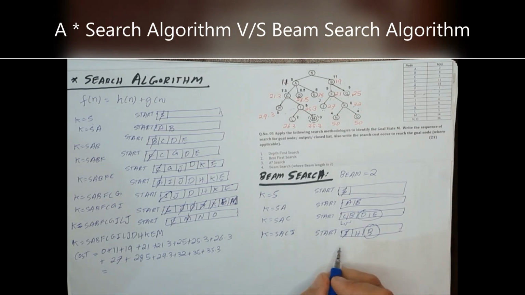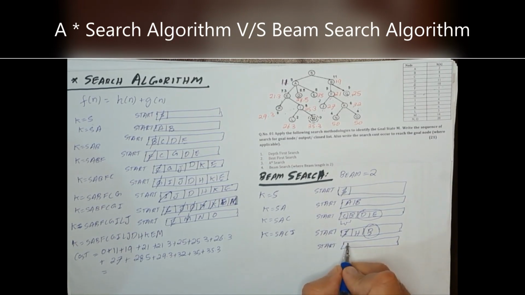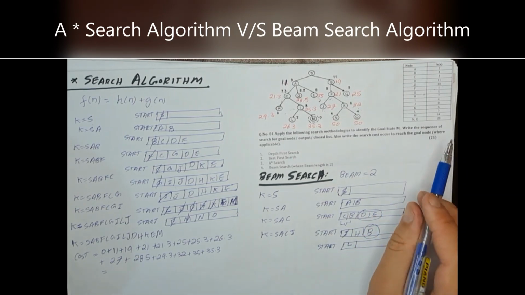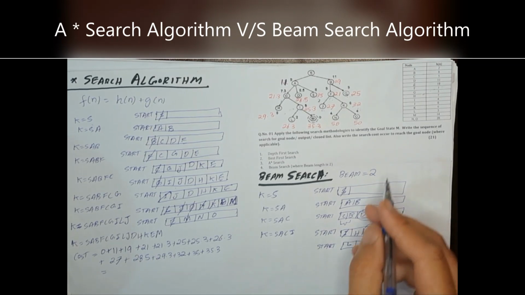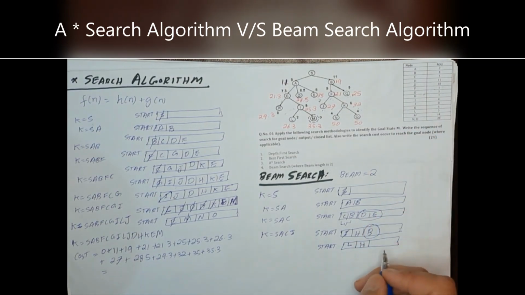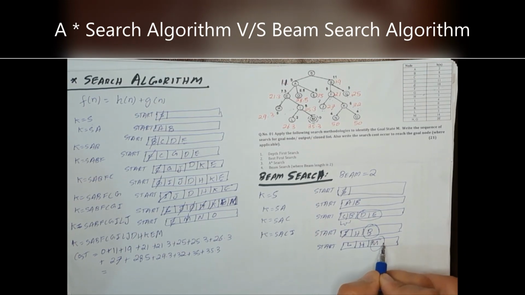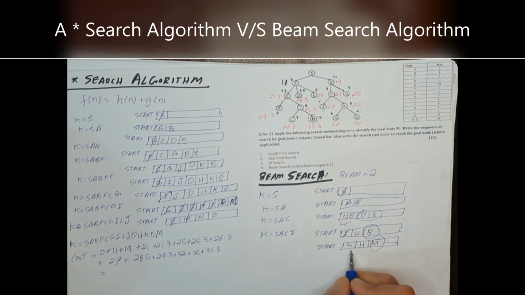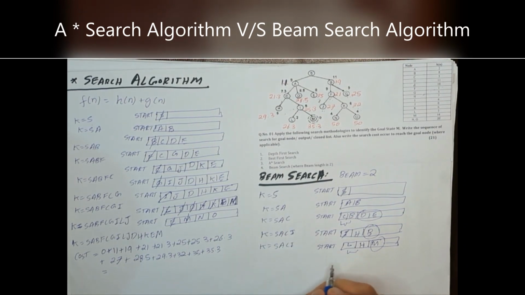So first of all, in the start list we will have L, then H, and then M. But the value of M here is greater, so we discard M and just keep these 2 nodes, L and H. So the new sequence will be S, A, C, I, L and M.